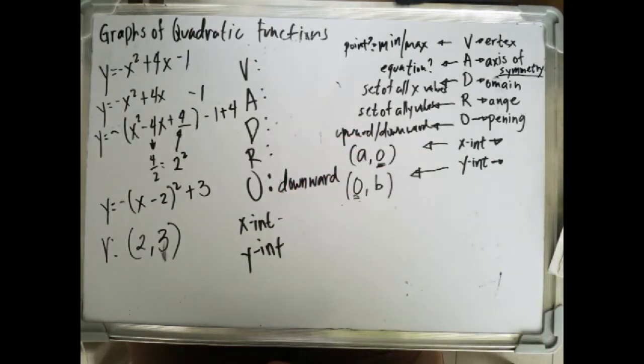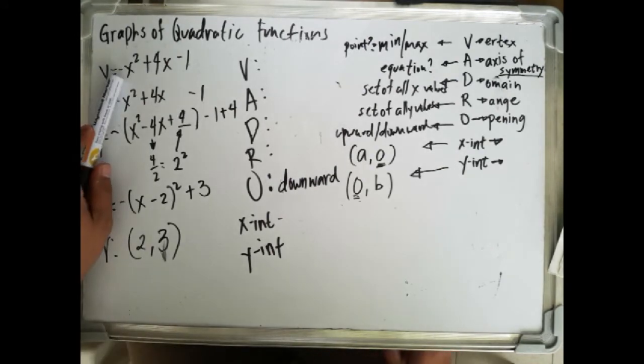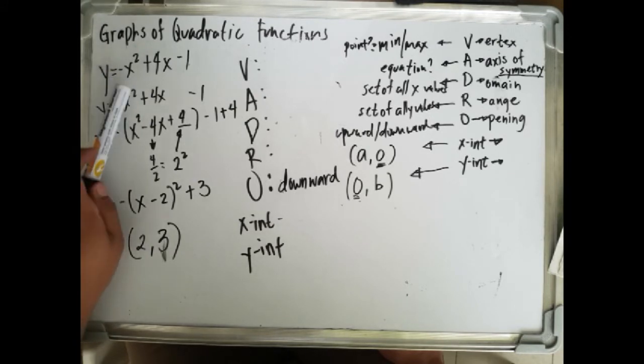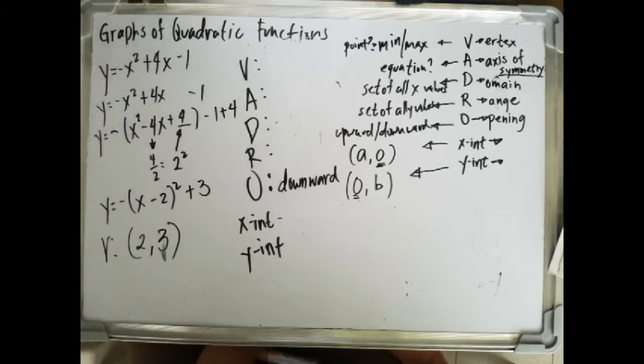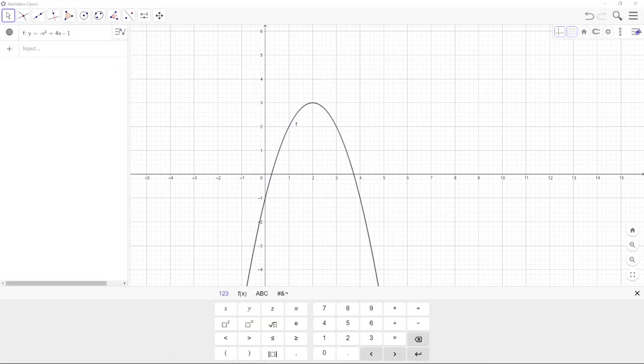So bakit naging downward? So balikan natin, the sign of a tells us kung ano ang opening niya. So positive upward or negative downward. So yes, given natin ngayon ay negative. So kapag negative, downward na siya. Okay? So balik tayo kay Geogebra. So we have negative yung a natin, so it opens downward.